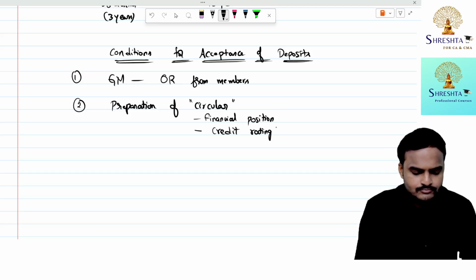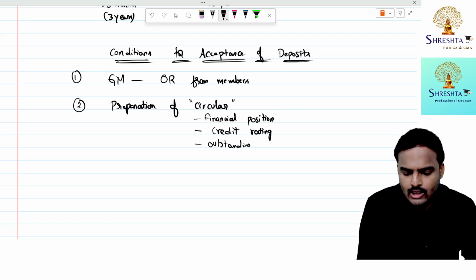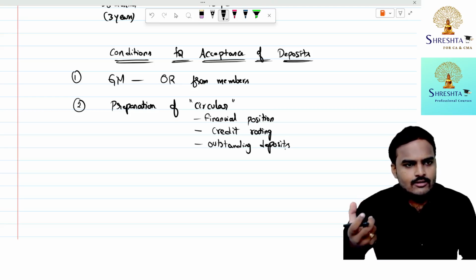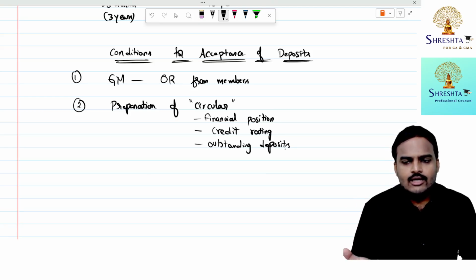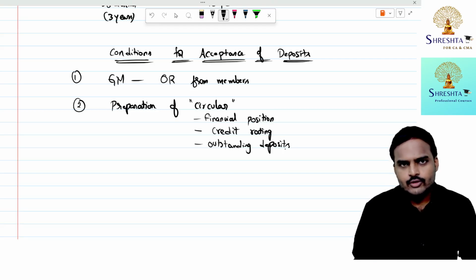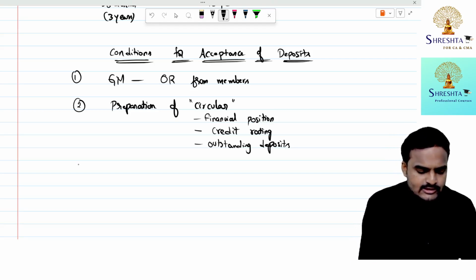And next one, outstanding deposits at the time of issuing the circular. So what deposits is the company having, and who are the deposit holders? That information you need to provide in this circular.